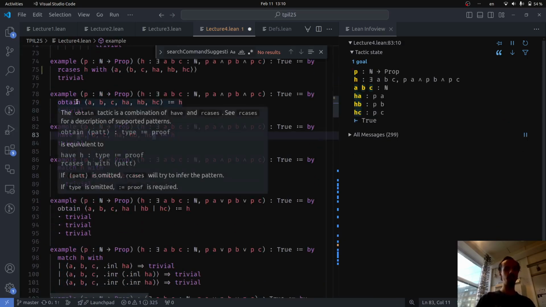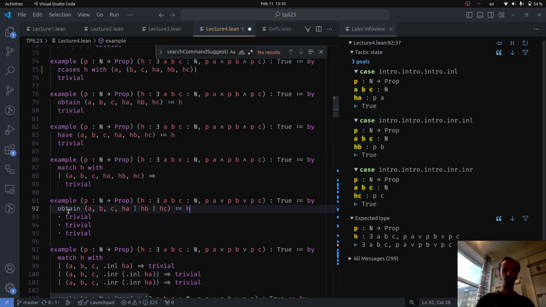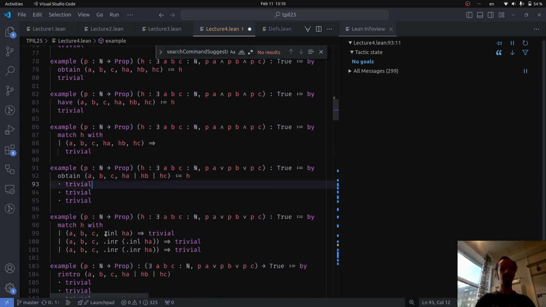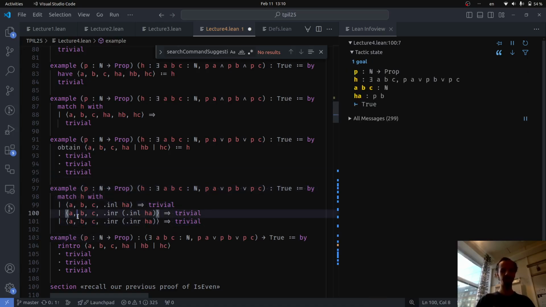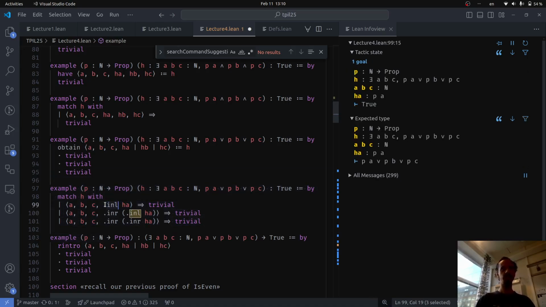So when you use obtain, you just call the tactic, and now you get a subgoal for each of the cases. And they've already been named. So like in this one, each of A is named, and here you have each of B, and so on. If you wanted to do the equivalent with match, it's a bit more verbose. You have to say A, B, and C, and then all of the cases.